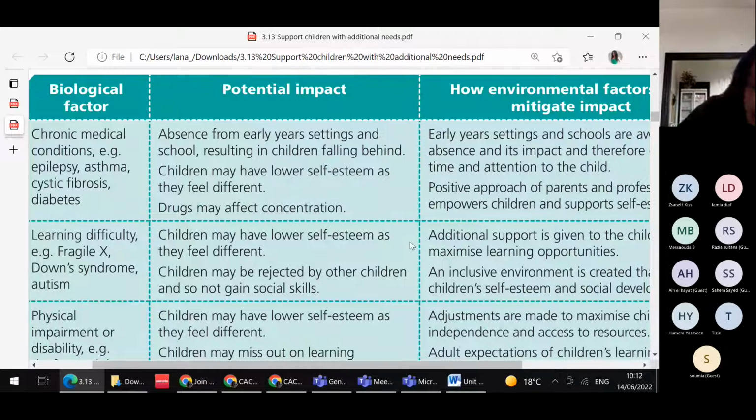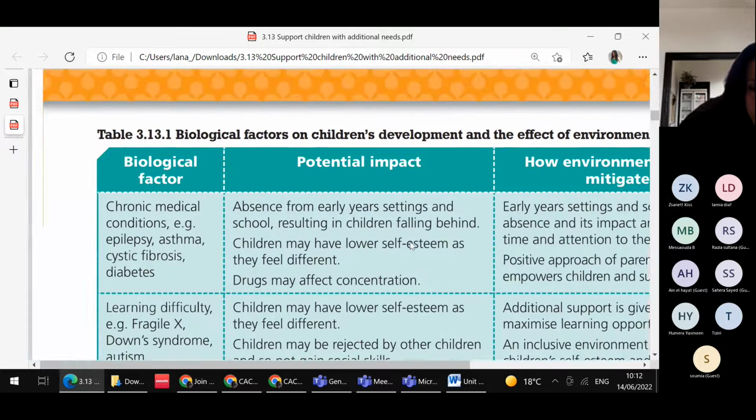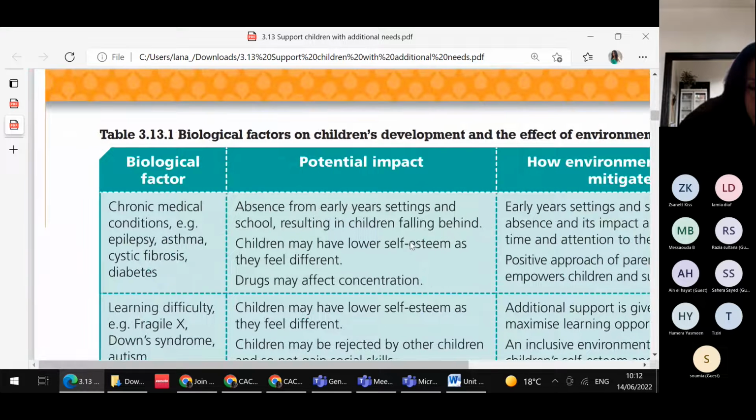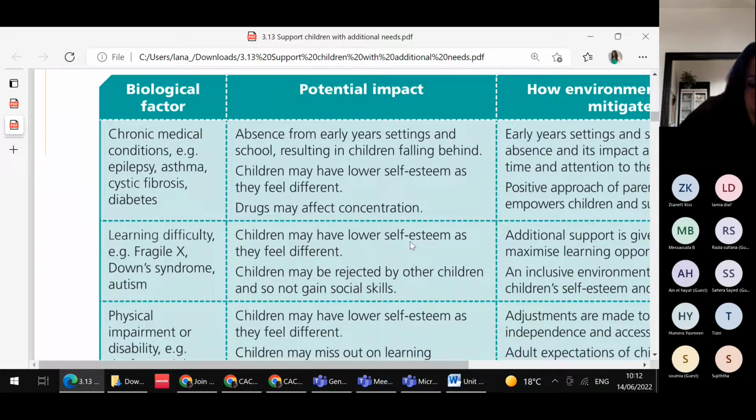Very good. As one of your colleagues said, any medical condition would affect the child's life, maybe negatively, if they have a breathing condition, a chronic disease, many illnesses, or asthma. All this would affect the child's development. So if you go here to table 313, number 1, you can find all these biological factors and how they affect the child's development.